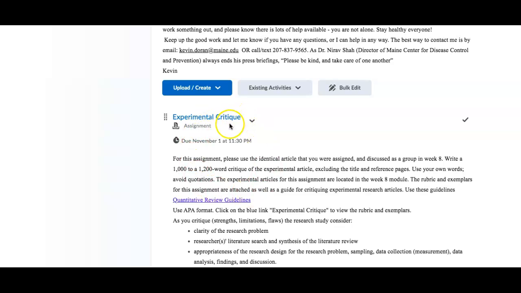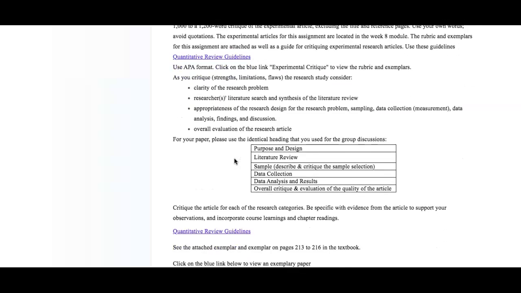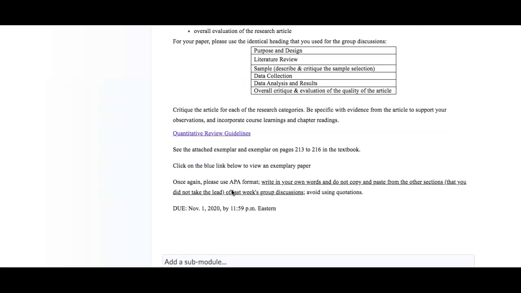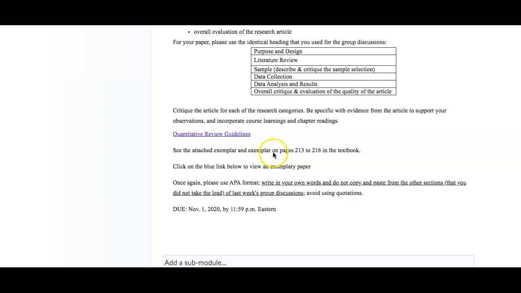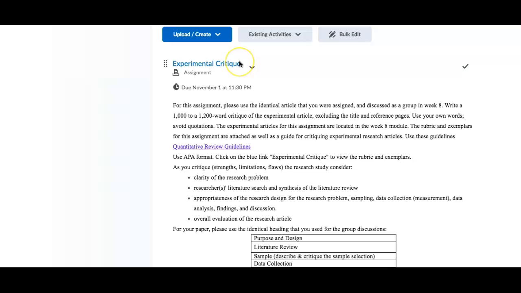Here's the experimental critique. All kinds of information down here, once again, about the critique. There's a quantitative review guidelines. You can click on that, get some information. And also, I can see it's not showing up here. I need to make sure why that's not showing up. But I am going to include an exemplary paper on this experimental critique. So if you have any questions on any of the materials, please reach out to me.